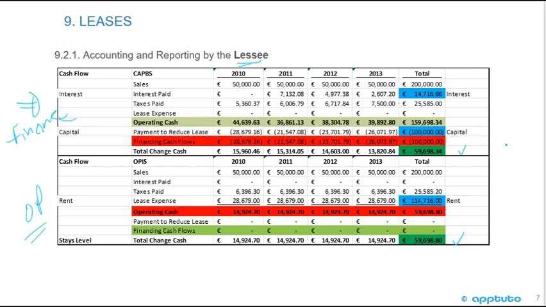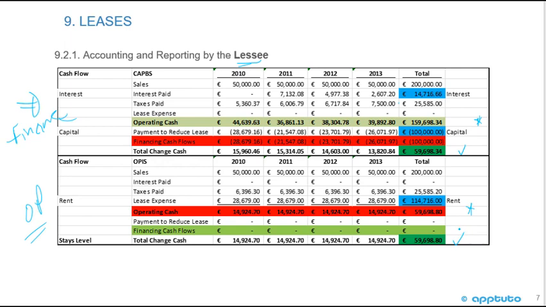Same thing with the net income. It was the same over the total for the 4 years between the finance lease and the operating lease. The net income was the same. Same with the cash flows, okay? But there's timing issues and there's categorization issues. So up here we've got the operating cash flows and we have the financing cash flows.